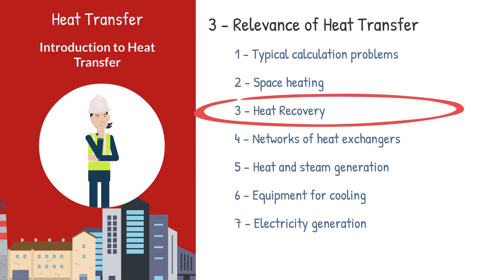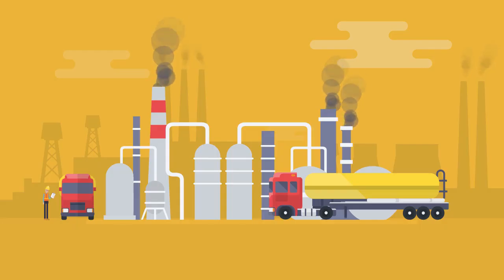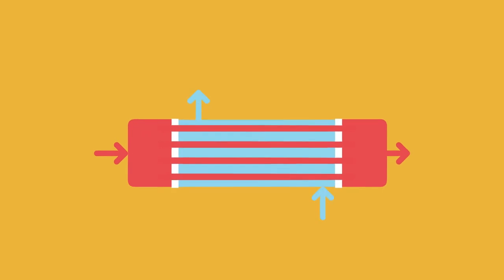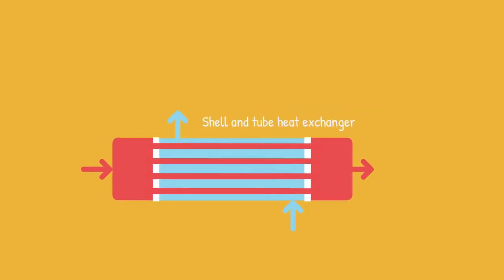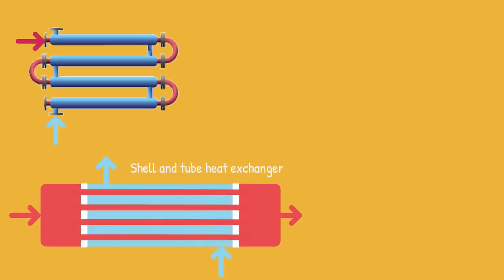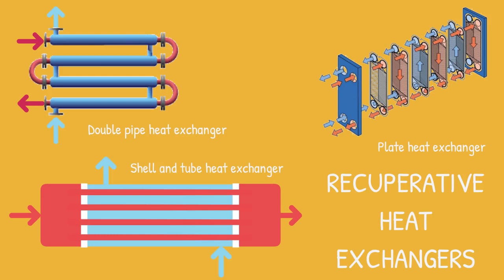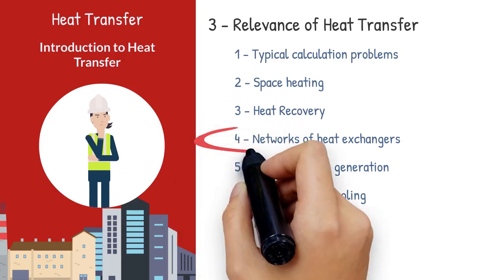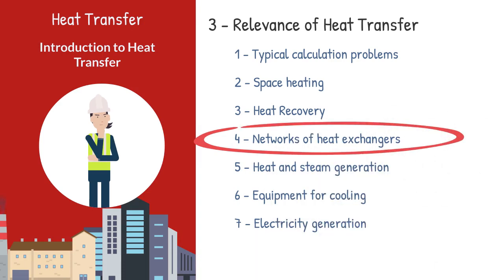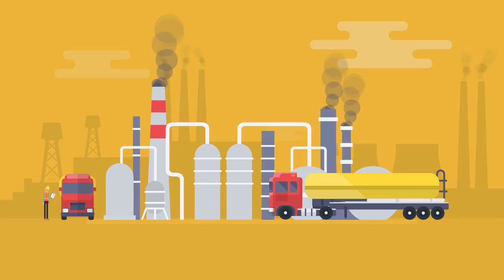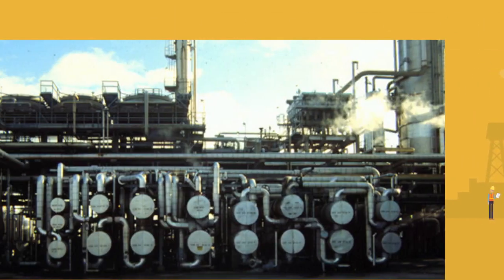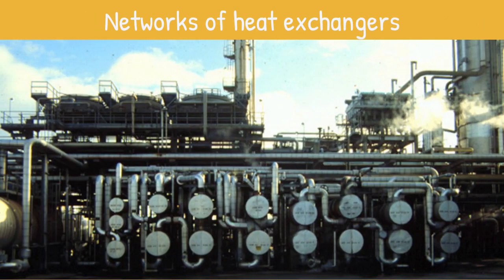Heat recovery. In industrial processes, it is necessary to transfer heat between fluids at different temperatures. Heat exchangers of many types fulfill this function. Heat exchangers in which the fluids do not change phase are known as recuperative heat exchangers. Networks of heat exchangers. In the chemical industry, for example, networks of heat exchangers are installed in order to achieve an energy optimization of the process.